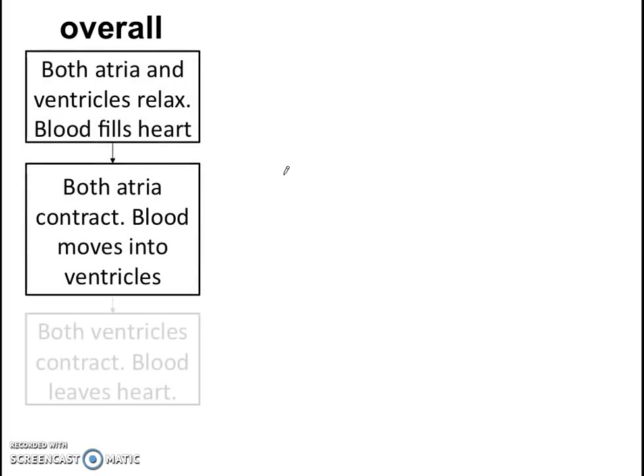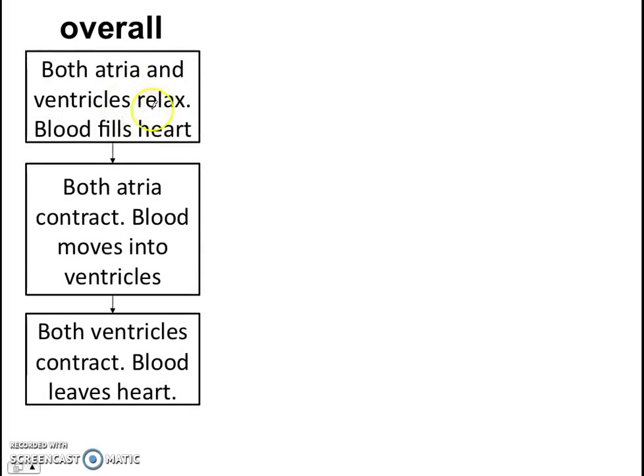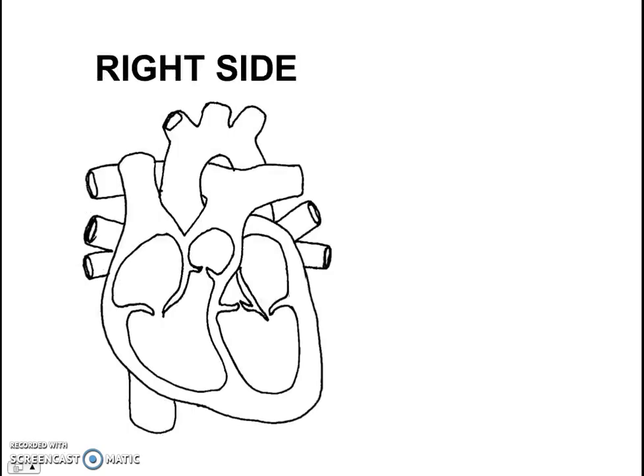Okay, so in your diagram, you can fill up the overall thing. Both atrium and ventricles will relax first, the blood will fill up the heart. Then the atrium will contract and blood will move into the ventricles. Then the ventricles will contract and blood will be pumped out of the heart. Alright, but now we're going to take a look at what happens on each side of the heart.